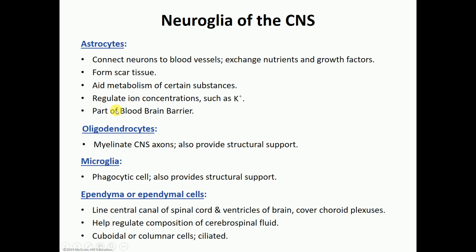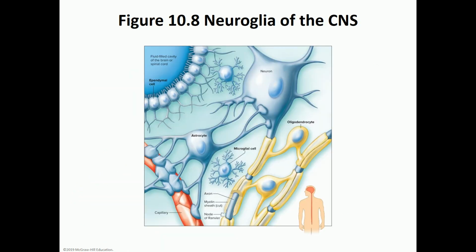We have astrocytes, and I'm going to go to the next image to explain them, but let's introduce them first. Astrocytes, and they look like a star, hence the name astrocyte. Oligodendrocytes, microglia, ependymal cells, and let's take a look to introduce what they look like and what they do.